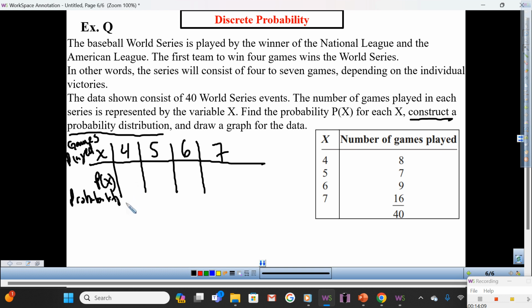Let's see. Diego. 40 on the denominator, that is correct. How many games? 8. 8 over 40, that is correct. Change that into decimal, please. What is that? Simplify this as 1/5, which is point what? 2, that is correct, or 0.20.